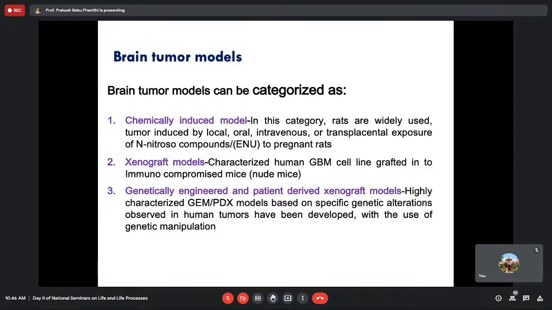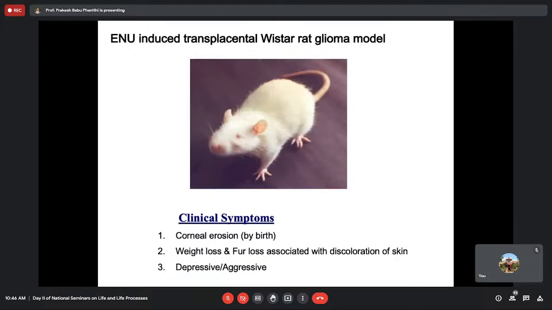We are working with the chemically induced one as well as the xenograft models in our lab. This is the chemically induced one, called ENU, ethyl nitrosourea. If you inject it into a pregnant rat, the pups born have brain tumors. The pups will show corneal erosion, weight loss and fur loss, and are also depressive, or some become very aggressive. So this is how we can make a model.